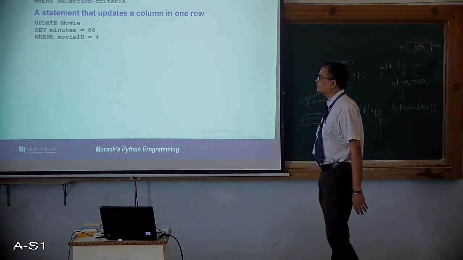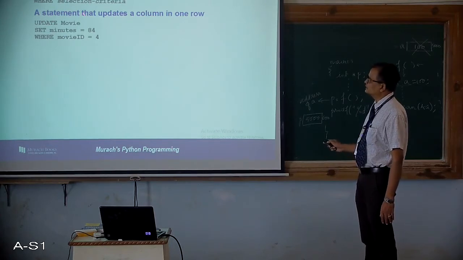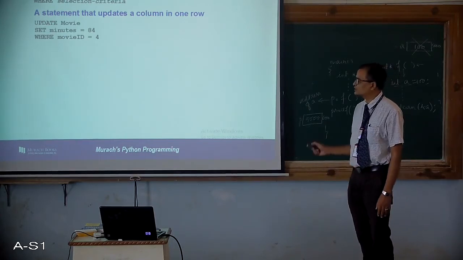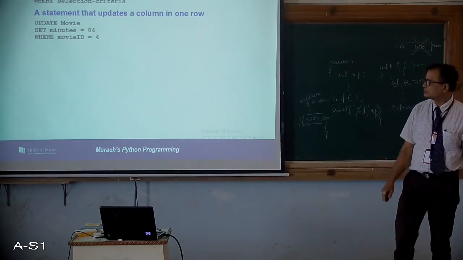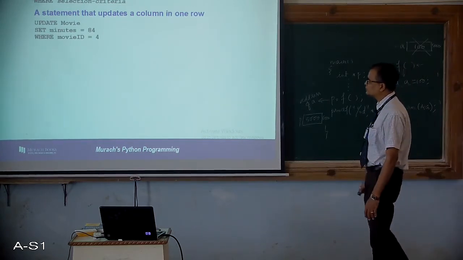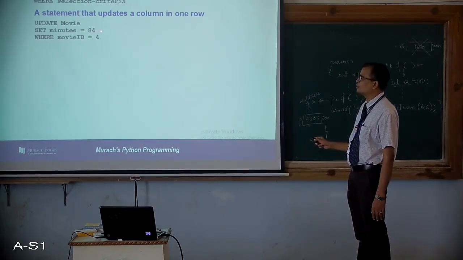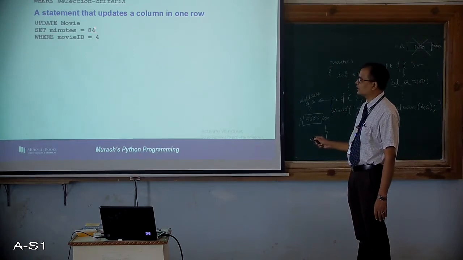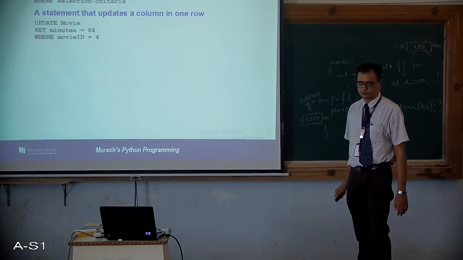So: update table name set expression 1, expression 2, where selection criteria. You can specify which values you want to change depending on the selection criteria. An example is like this: update movie table, set minutes equal to 84, where movie ID is 4. It will overwrite the previous value assigned to that row. If movie ID 4 contains say 100 as minutes, that will be changed to 84.